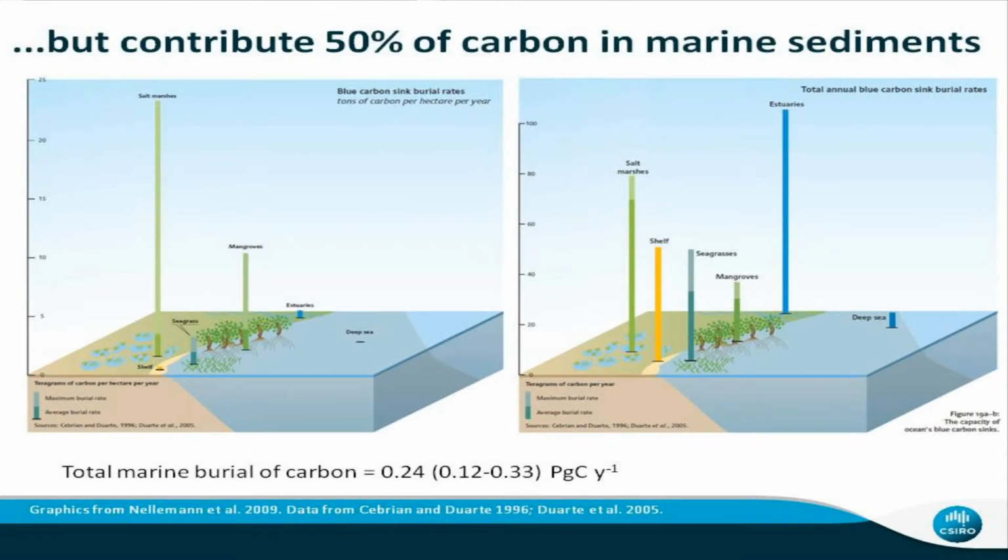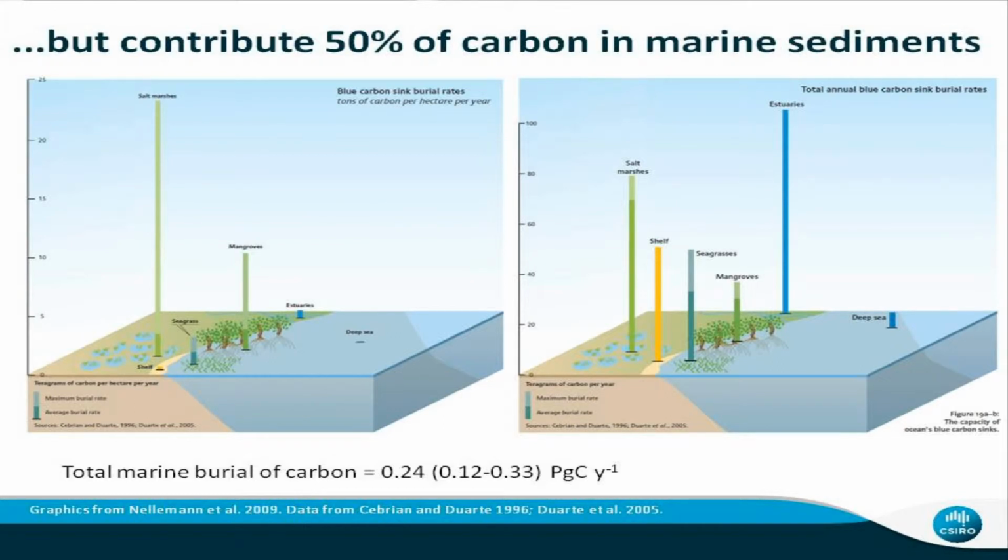These are global averages. On the left-hand side, you've got the burial rate of carbon in tons of carbon per hectare per year. If you compare the rates you're getting in salt marshes, mangroves, and seagrasses, they're fairly significant, particularly salt marshes. And you compare that to the amount of sediment that gets buried in the deep sea, you start to see this is really quite significant.